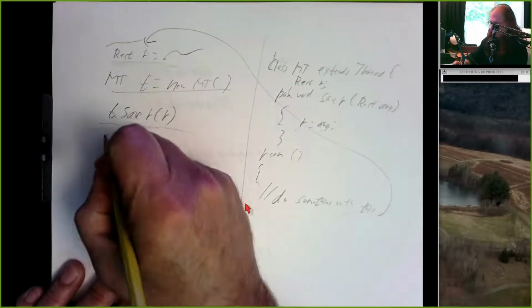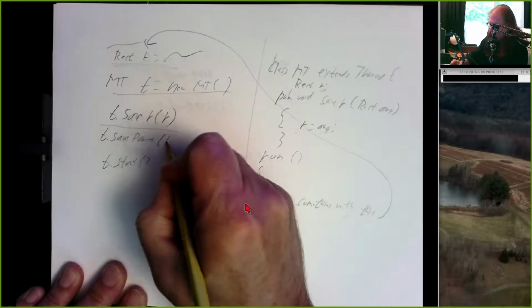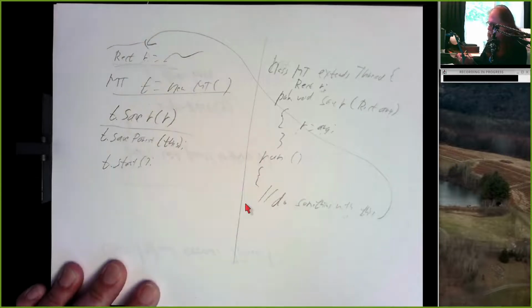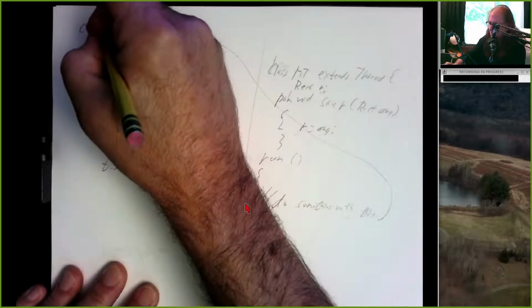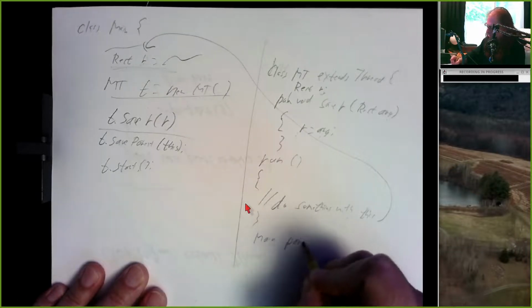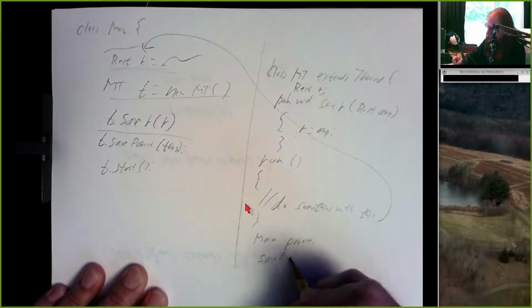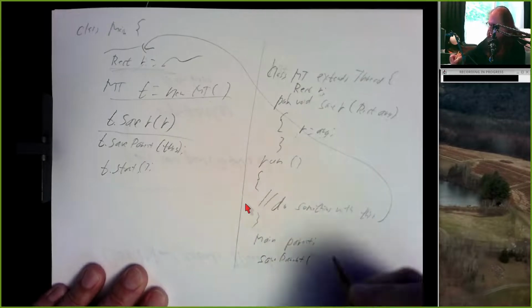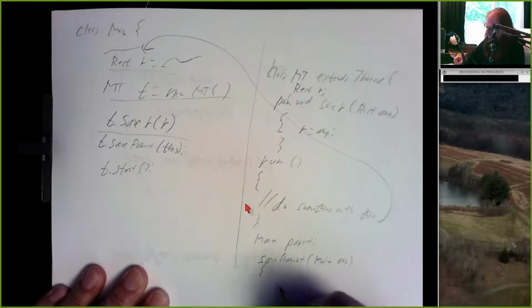So let's try this. Suppose I say T.save parent and I pass this. And suppose somewhere in here I've got, so let's just call this class main. Somewhere over here I'm going to have an object of type main called parent. And so here's my save parent. It's a method. It takes an argument of type main. And I'm just going to say parent equals arg.